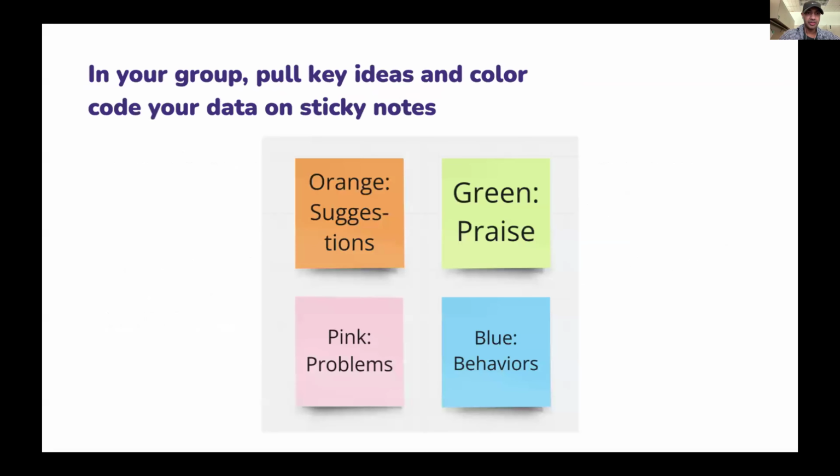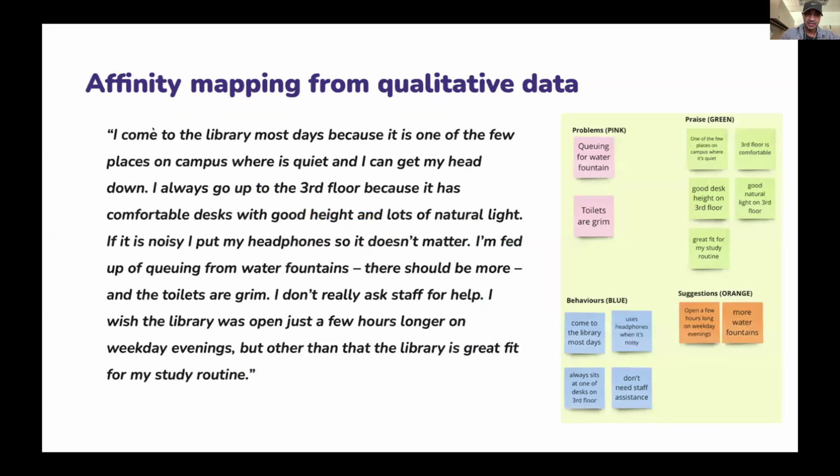In our affinity mapping, what we try to do is take the data that we have and organize it into suggestions, praise, problems, and behaviors. And we like to color code them. You can use any colors that you want. We do orange for suggestions, green for praise, pink for problems, and blue for behaviors. So this is the quote that we just read, and let's decode this now.